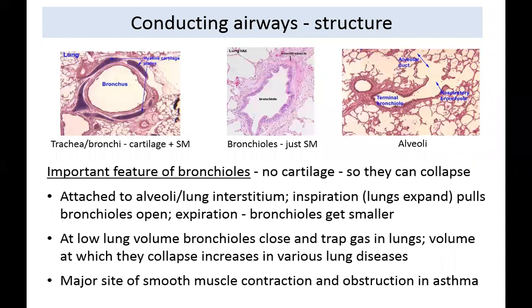This traps gas behind them, gas that you cannot breathe out. We talked about this before. This is the residual volume. Because of thickening of the bronchiolar walls, because of mucus, because of inflammatory responses, these bronchioles can close off at higher lung volumes. They can close off sooner in airway diseases. And so the residual volume in asthma and COPD goes up because these bronchioles are closing earlier during expiration.